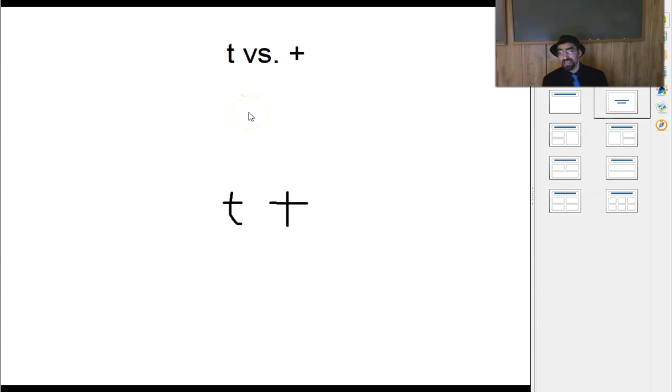Next, just some techniques for making sure not to confuse different letters for each other or write them differently. Not even just letters. So T versus plus. A T should have a tail. A plus should not.